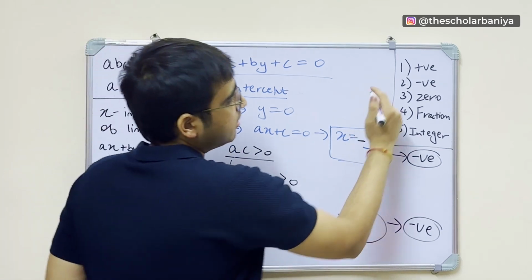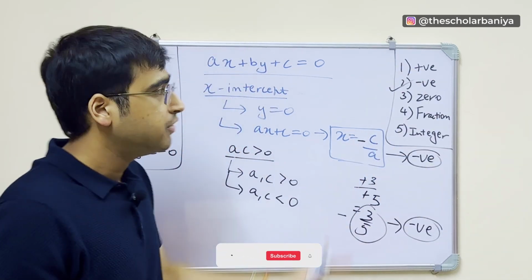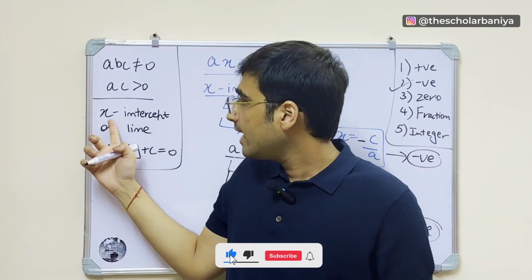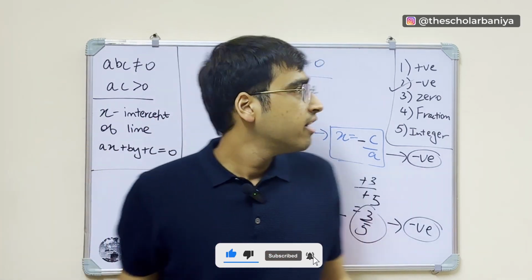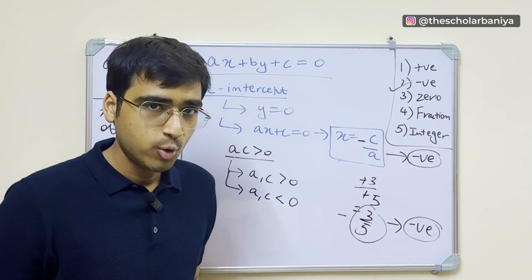This means the answer becomes the second part, which is negative. That means the x-intercept of this line will be negative. I hope this should be clear.